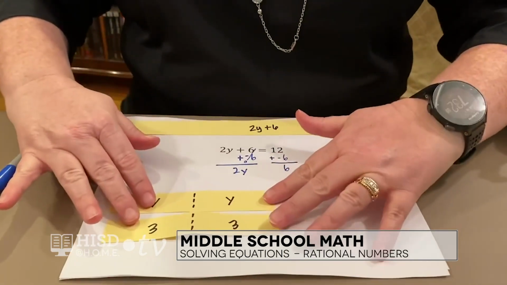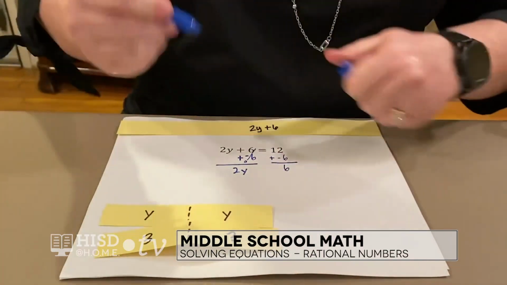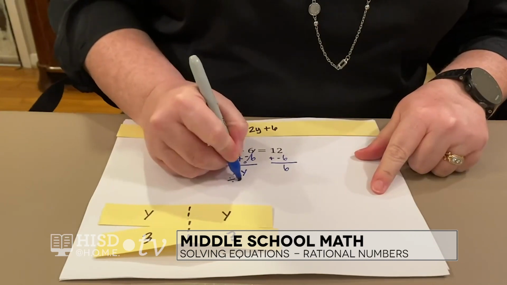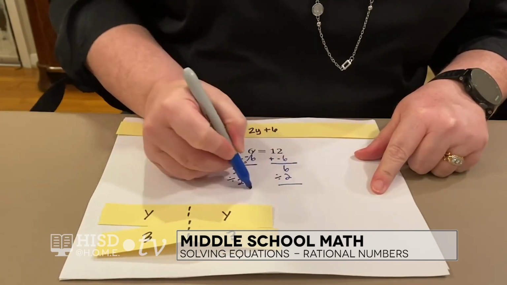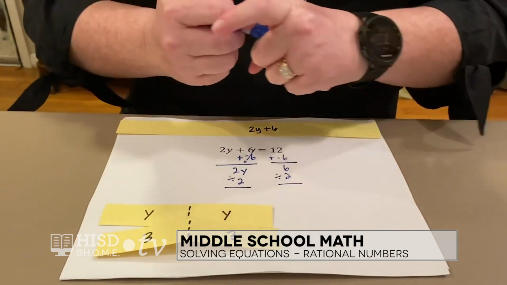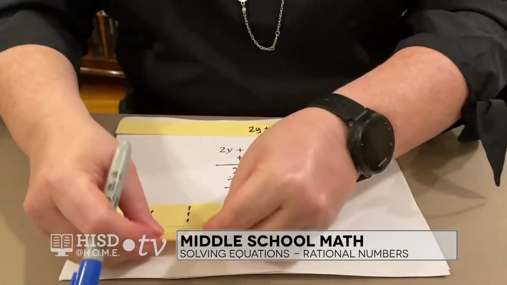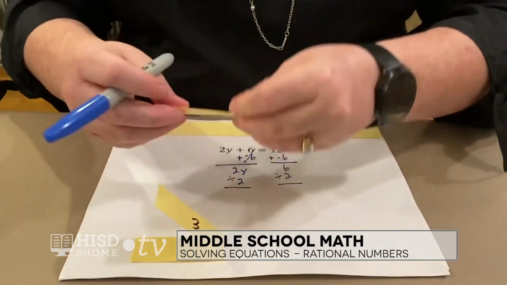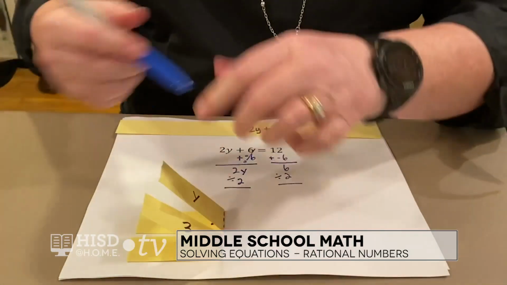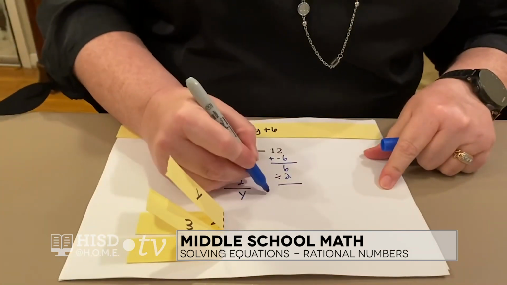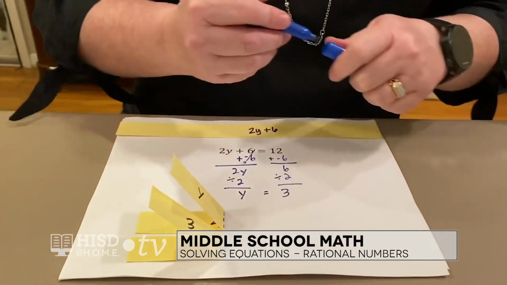So let's write down our thinking. What we did was we divided by 2, divided by 2 so that we could get a half. And that left me with 1y is equal to 3. And so we'll write that down. Y is equal to 3.